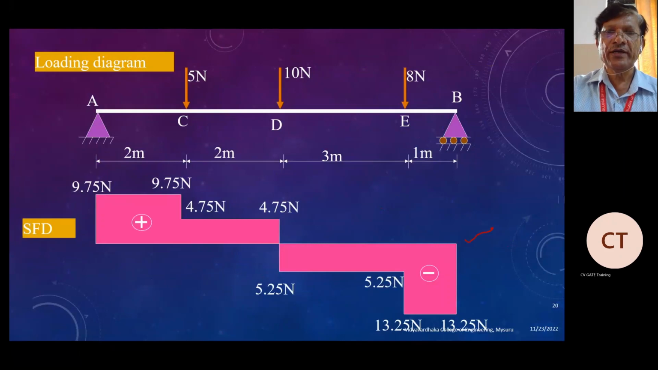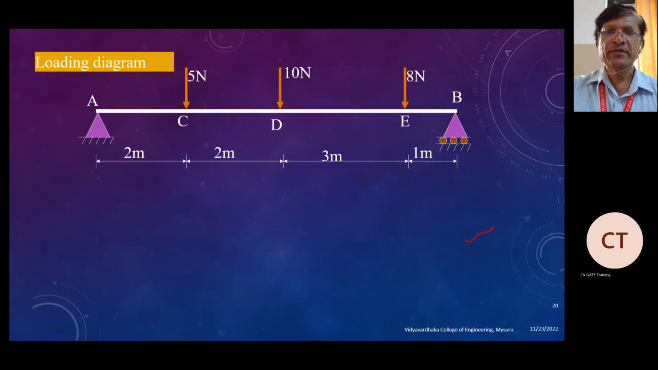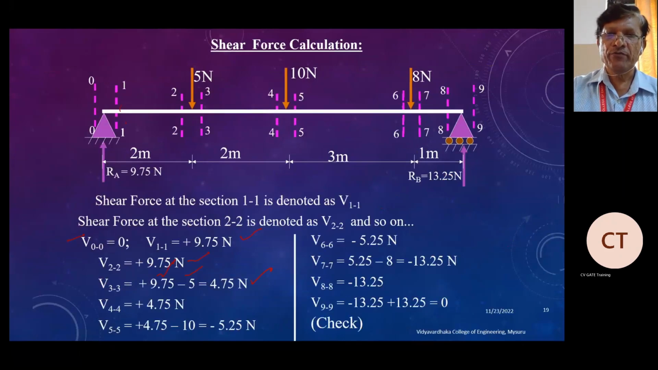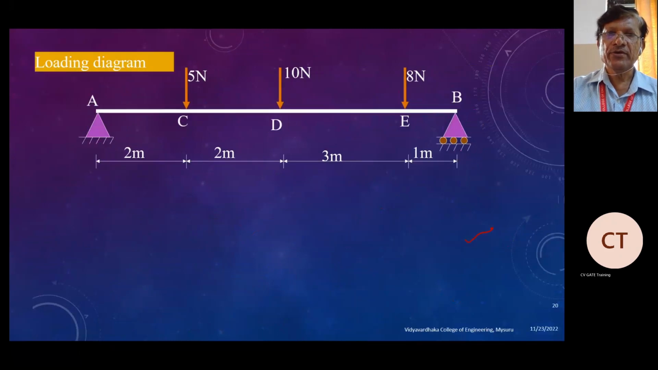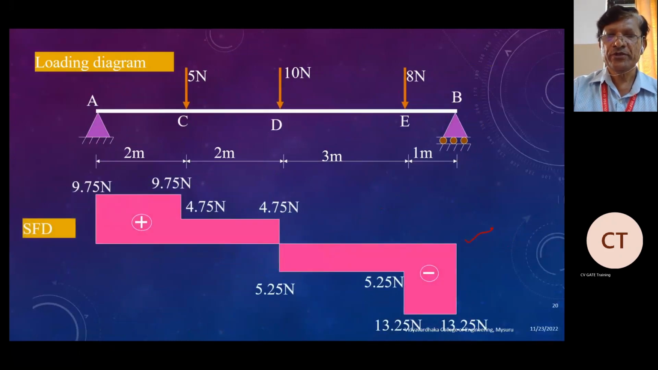You should get, whatever reaction we saw in the previous section, the reaction of 13.25 will be there. That is, we got 0 here. So that is the check you have to do at the end. You should get 0. So you can see here, this is the shear force diagram.